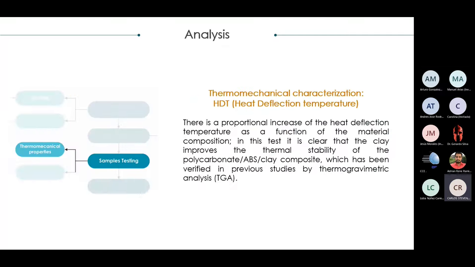Here we have the HDT, heat deflection temperature. It's quite important to know how the heat interacts with the material, in this case with the composites. Here is a proportional increase of the heat deflection temperature as a function of the material composition.